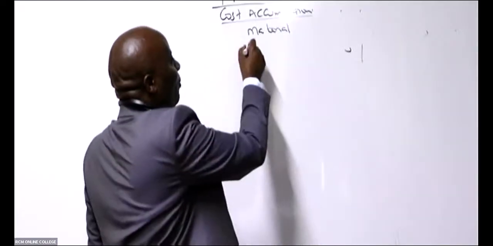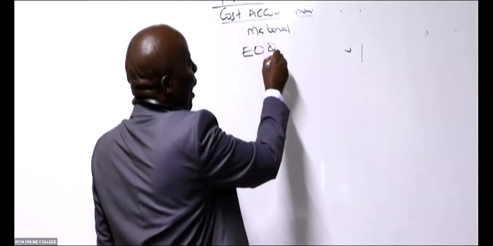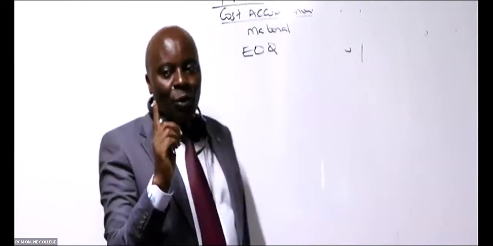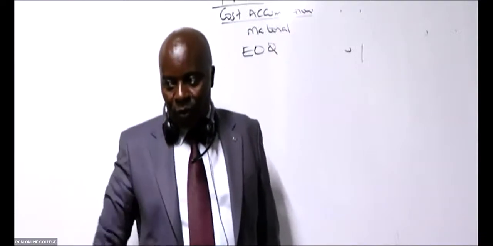Specifically, we are looking at the famous what here? Economic order quantity. So is there somebody who is able to remind us the formula of getting EOQ?